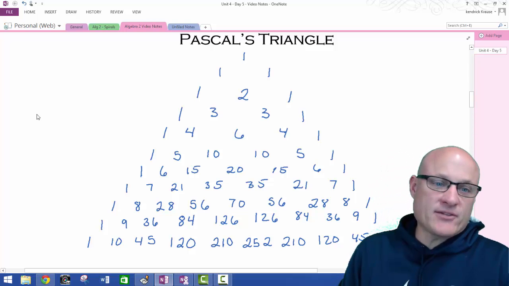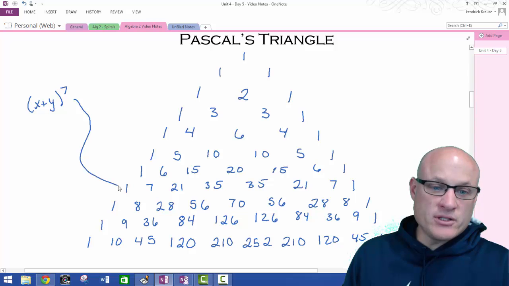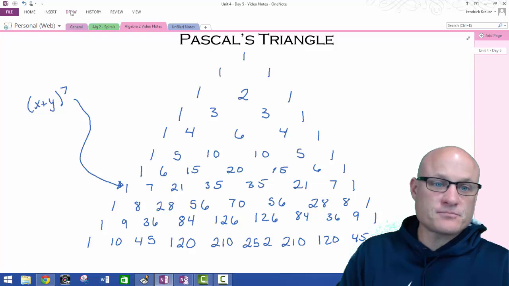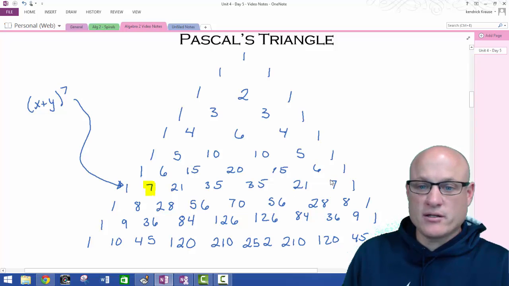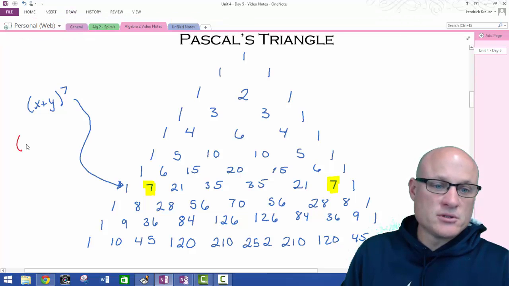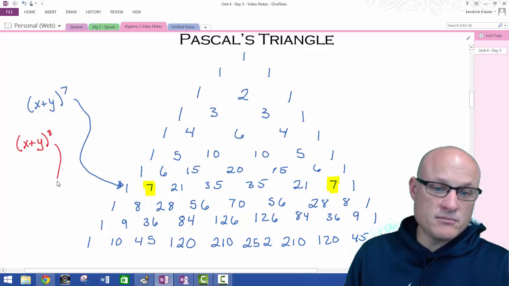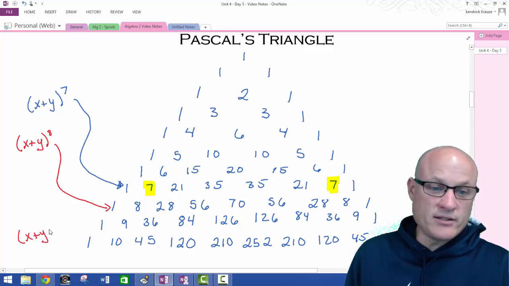So if I was to ask you to do x plus y to the 7th, well, what you need to know is we have to use this row, the 7th row. You'll notice that we're going to use whatever row starts and ends in 7. If I asked you to do x plus y to the 8th, I'd have to come down and use the 8th row. If I wanted you to do x plus y to the 10th, I would use this row.